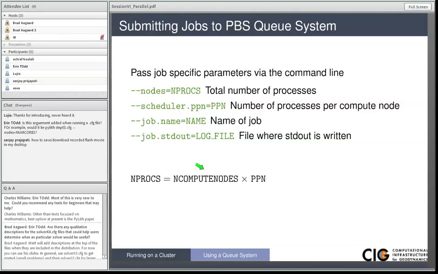And then, generally, when your job appears in the queue, it's going to appear with a name, so you can use the job.name with the name of the job. And then to give it the log file, use job.standardout equals the log file, with a job.standarderror for where the standard error would be written.